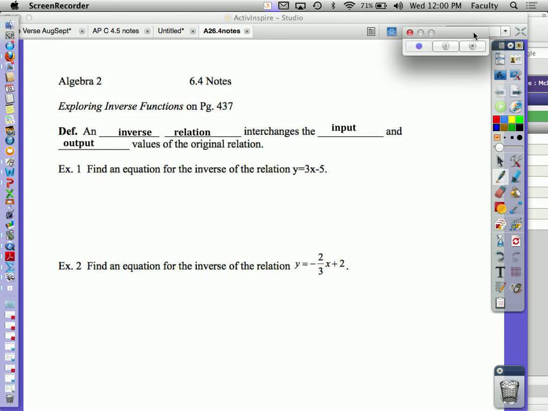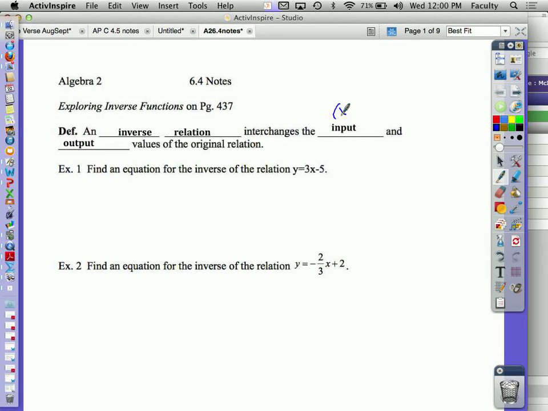Right, so here we go. So we did the exploration. And it says, an inverse relation interchanges the input, that is the x's, and the outputs, the y's. So if we want to find the inverse of an equation, let me give you some steps.